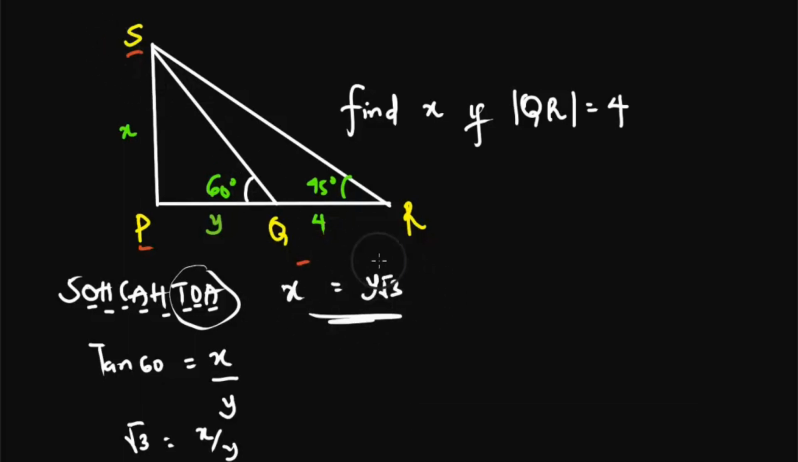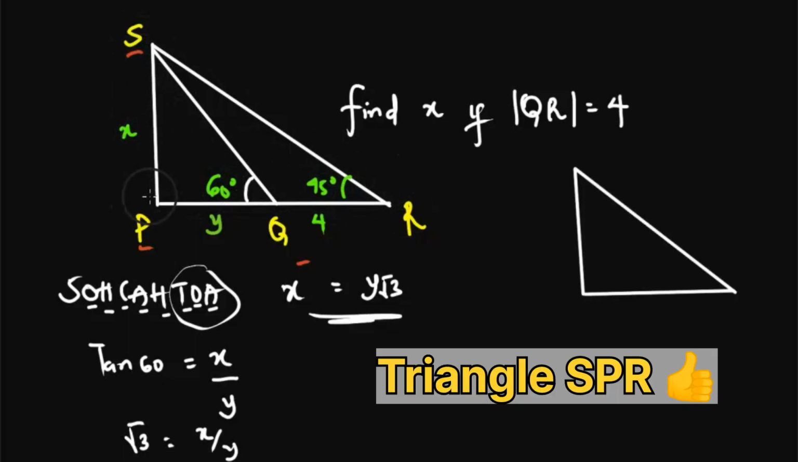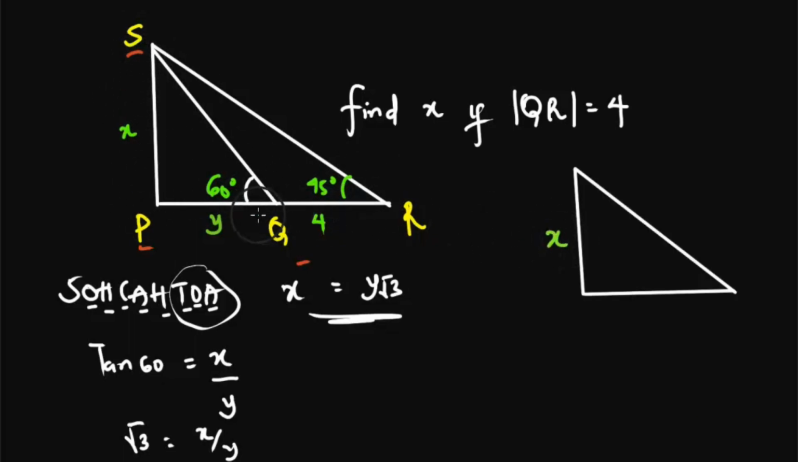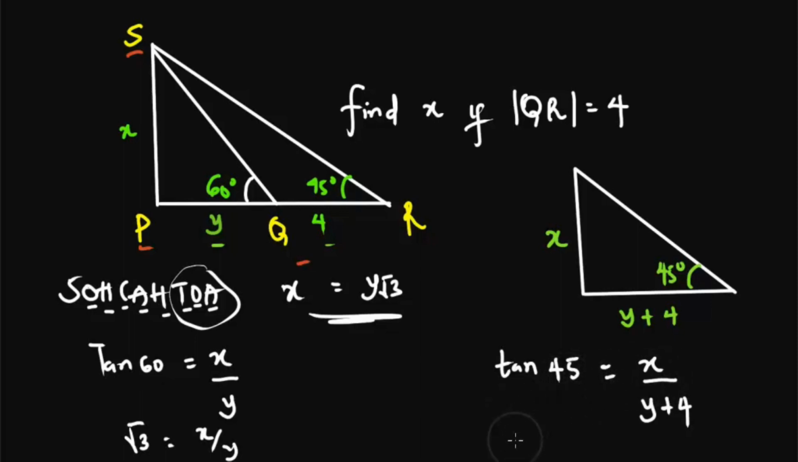Now let us consider the big triangle, the third triangle. Here we have SP, which is x, and PR is y plus 4. The angle here is 45 degrees. Again, we can use our tan: the tan of the angle, tan 45, is equal to the opposite, which is x, divided by the adjacent, which is y plus 4. Tan 45 gives us 1, so x equals y plus 4.